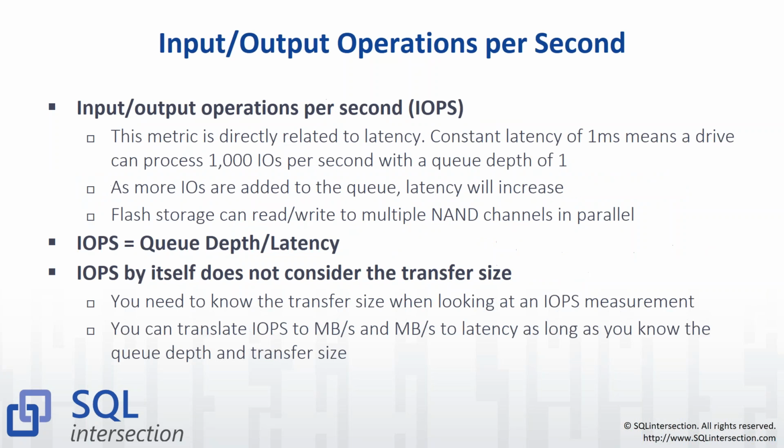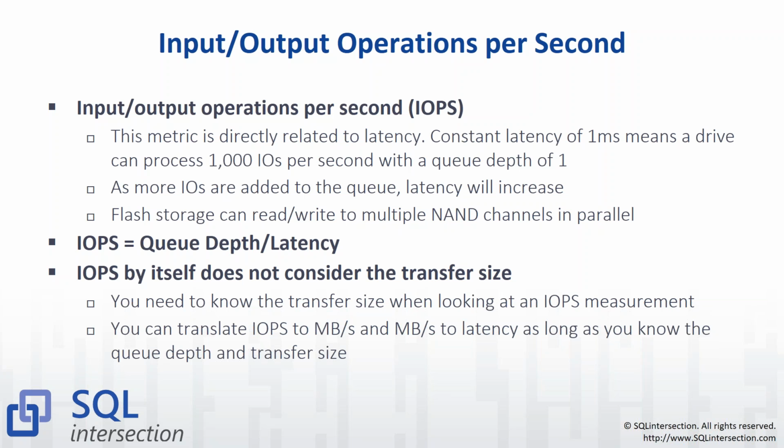Now, input-output operations per second, or IOPS, that's related to latency. If you've got a latency of 1 millisecond, that means you can do 1,000 IOs per second with a queue depth of 1, which is pretty unusual for a server workload. Usually the queue depth's a little bit higher than that.